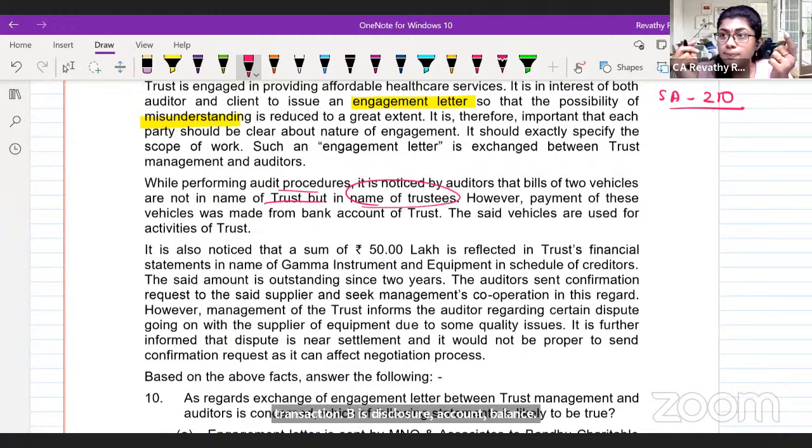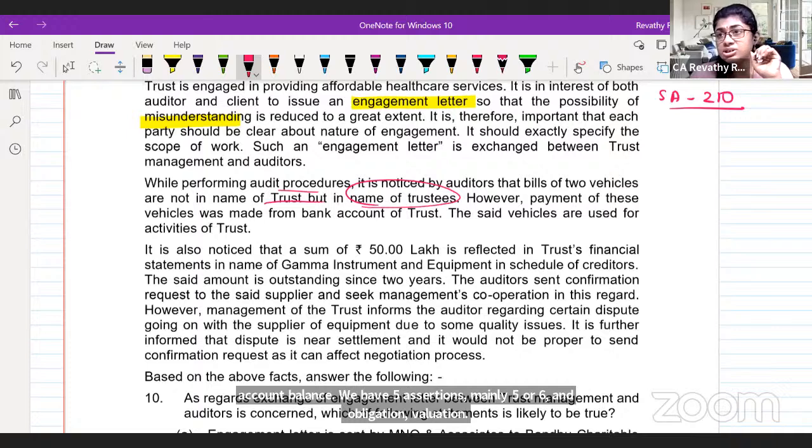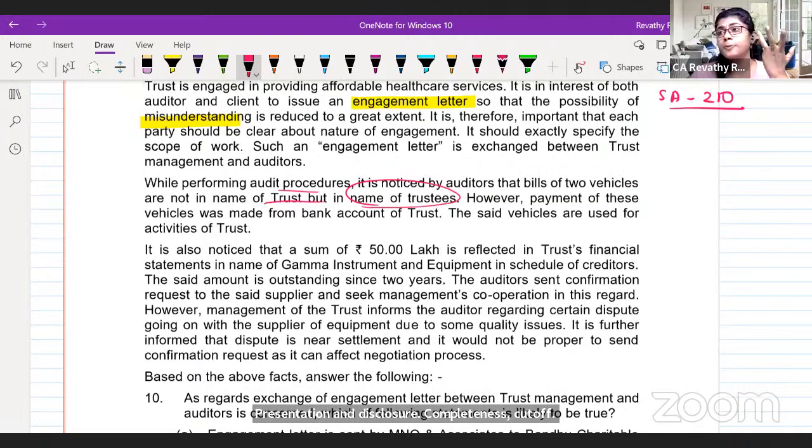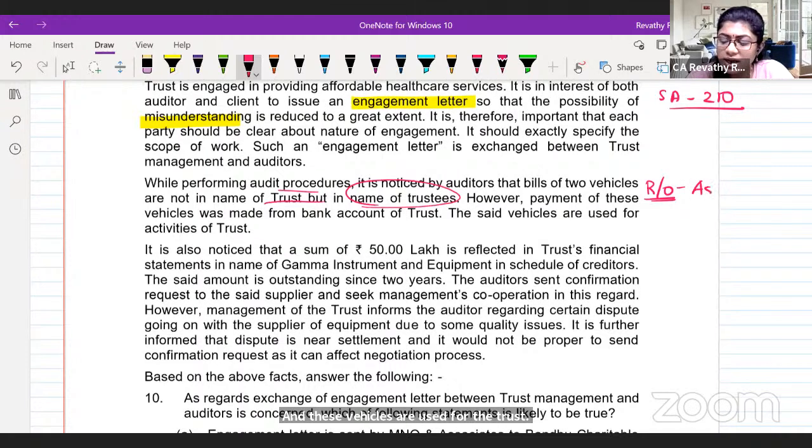It's not in their name. So for account balance, we have 5 assertions mainly, 5 or 6: existence, rights and obligation, valuation, presentation and disclosure, completeness, cutoff. Which assertion have they violated? It's not in their name. Even in CARO, we check immovable property. Here it's a vehicle. They have violated rights and obligation. However, payment for these vehicles was made from the bank account and these vehicles are used for the trust. Okay, so this is about the assertions.